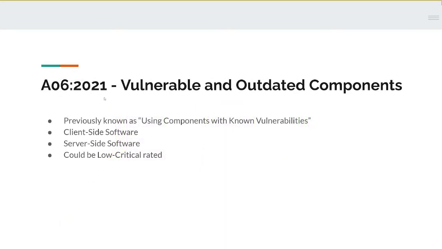Right, so again, these sort of slides are quite difficult to write without having something technical to show you. It can be quite difficult to explain what I want to explain. But anyway, we're looking at vulnerable and outdated components, which was previously known in the 2017 version of OWASP as using components with known vulnerabilities.